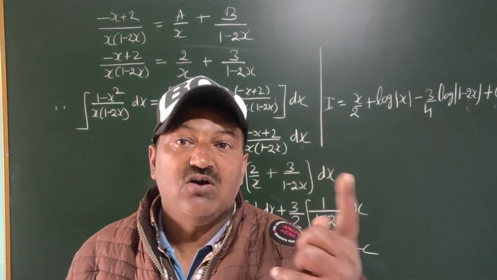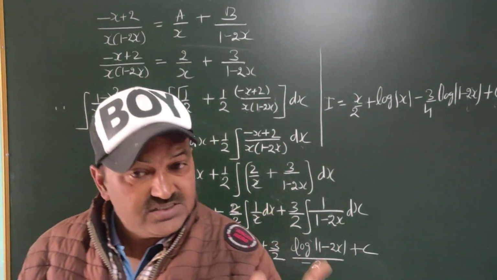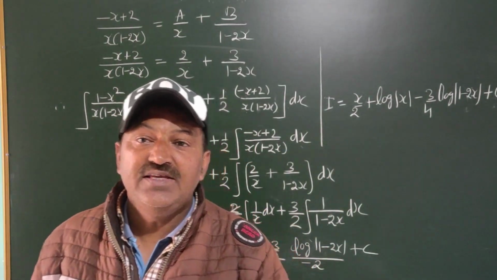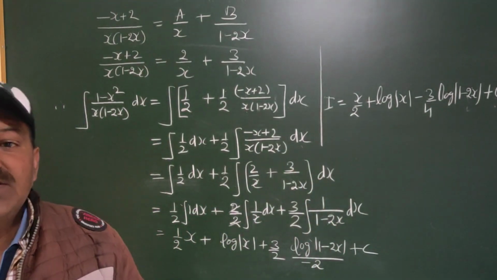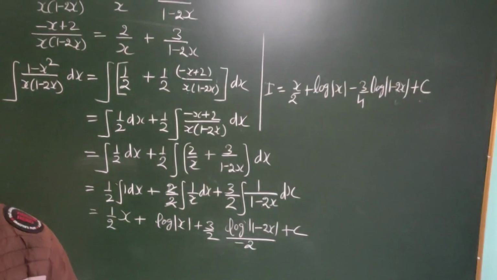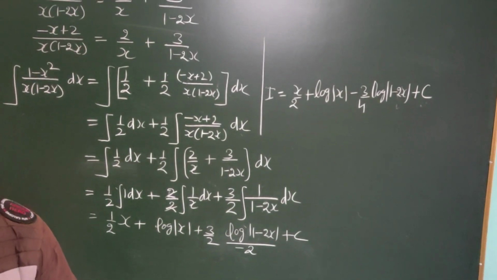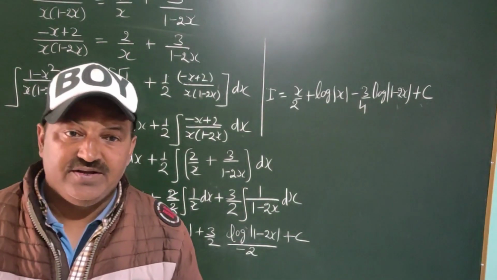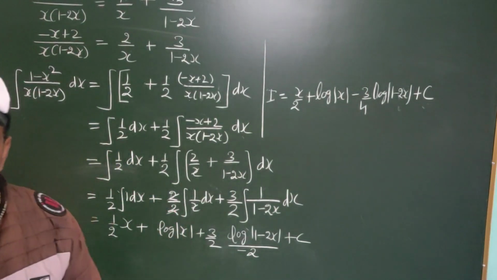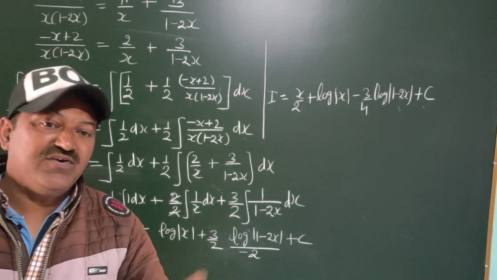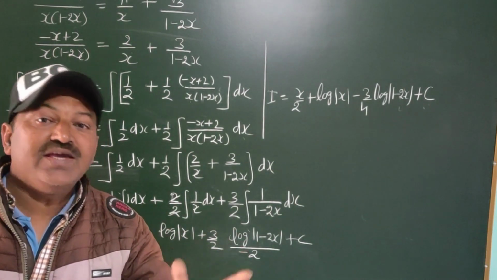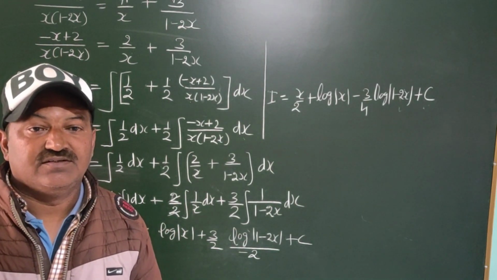This is the answer of this question, and this is the procedure to find the integrations of such type of questions in which the degree of the numerator is greater than or equal to that of the denominator. In this case, we have to divide the numerator by the denominator first before making the partial fractions. That's all.